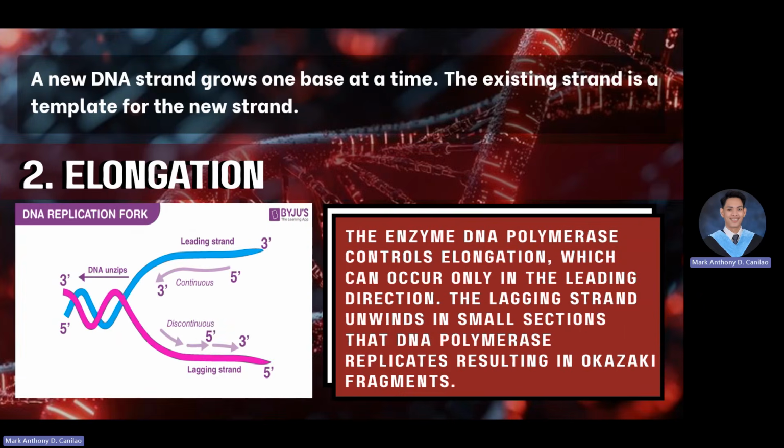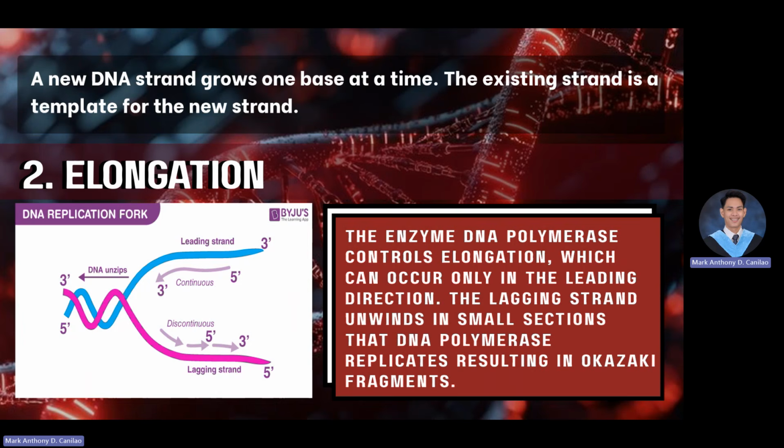So now let us begin on the elongation. A new DNA strand grows one base at a time. The existing strand is a template for the new strand. As we have mentioned earlier, it is complementary in nature. So in the elongation phase, we use an enzyme called DNA polymerase that controls the elongation. This is used to give nucleotide bases on the separate strand that we have.